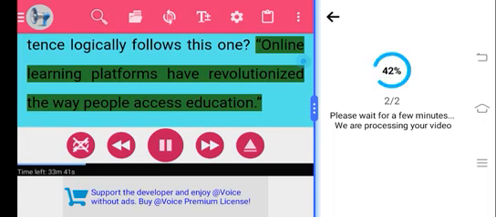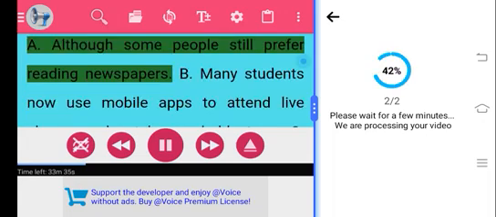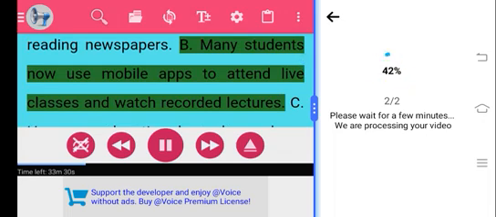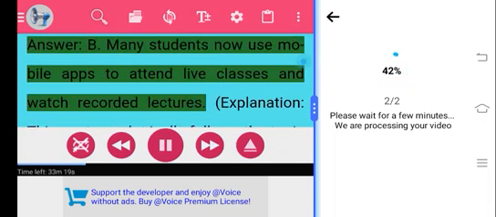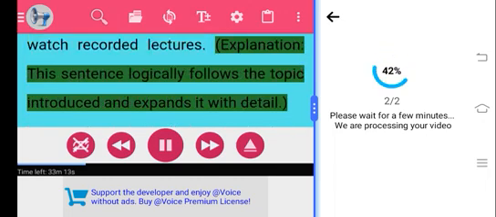Online learning platforms have revolutionized the way people access education. A. Although some people still prefer reading newspapers, many students now use mobile apps to attend live classes and watch recorded lectures. C. However, education has always been free. D. Technology and education are never connected. Answer: many students now use mobile apps to attend live classes and watch recorded lectures. Explanation: this sentence logically follows the topic introduced and expands it with detail.